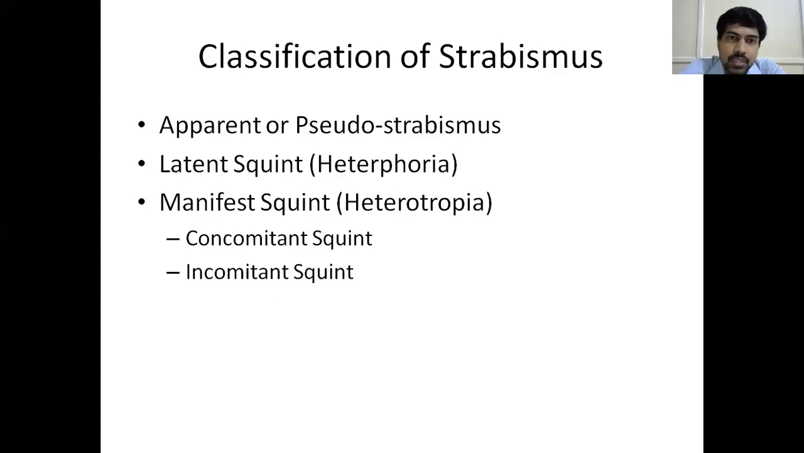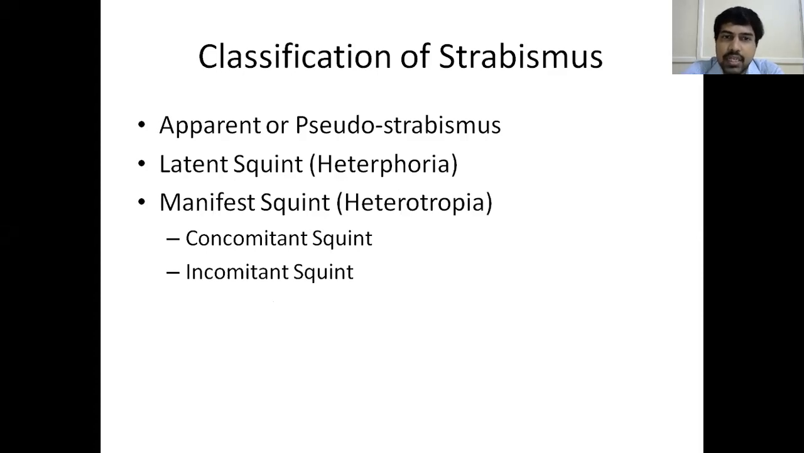Strabismus is of three types. One is apparent squint, also known as pseudo strabismus. It is false strabismus. Why is it false? I'll explain to you. And then latent squint or heterophoria. That means usually when you see a person, he looks normal as if there is no squint, but only when you do some tests can you identify that there is a squint. So that is known as heterophoria.